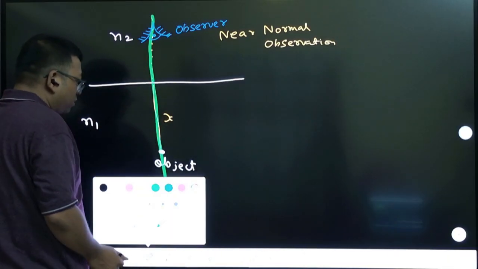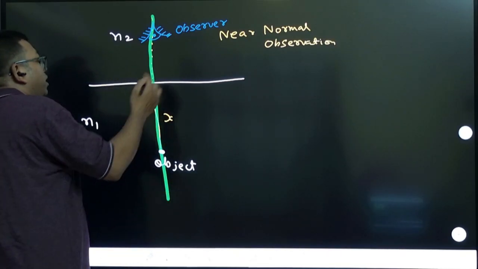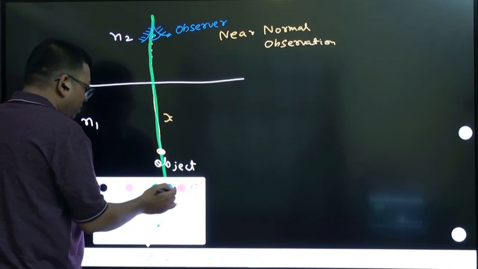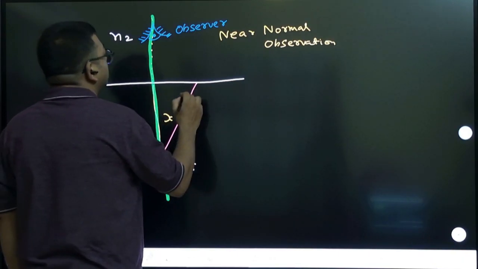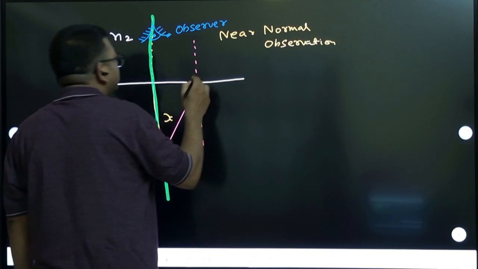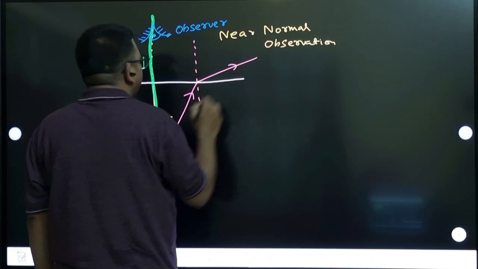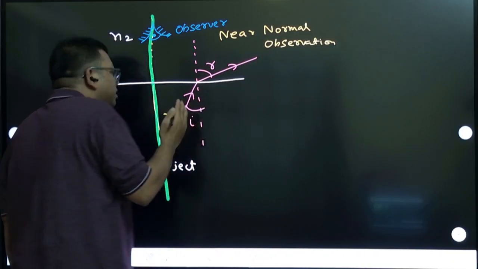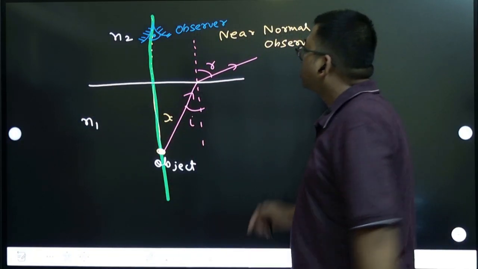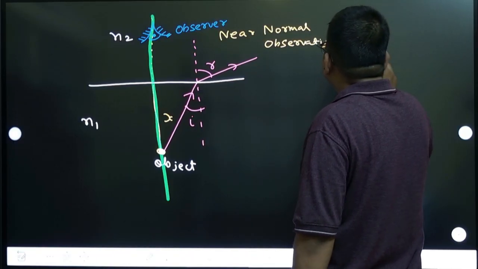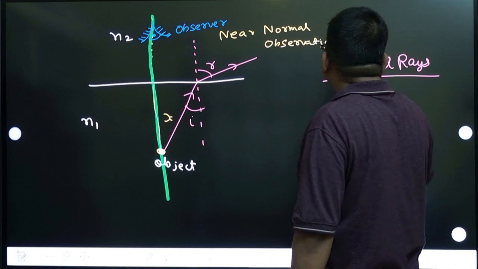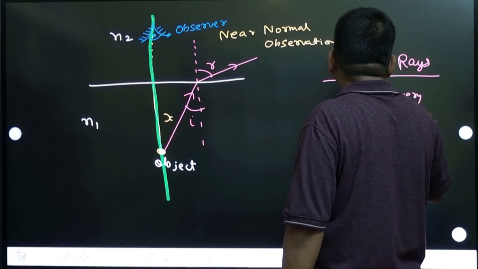So now let us find out, if this distance is x, where will be the image? How will this observer see the image? Let us take some rays going like this. Let us consider that it is going towards the surface. This is angle i, this is angle r. Note that these i, r are very, very small. All these rays are paraxial rays.